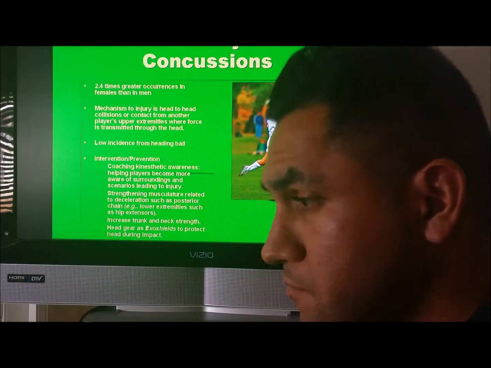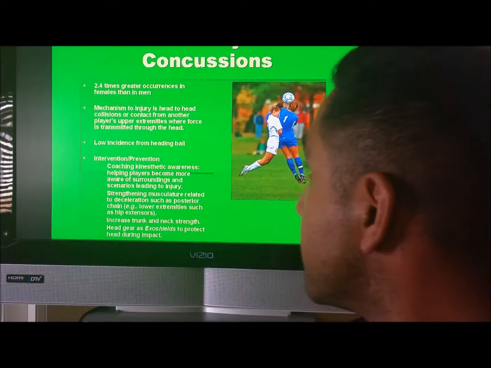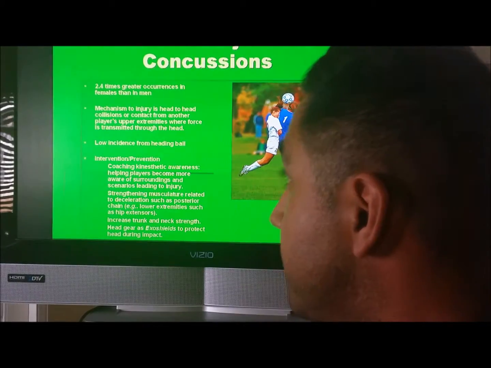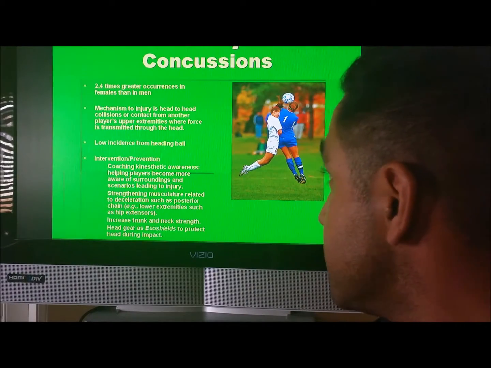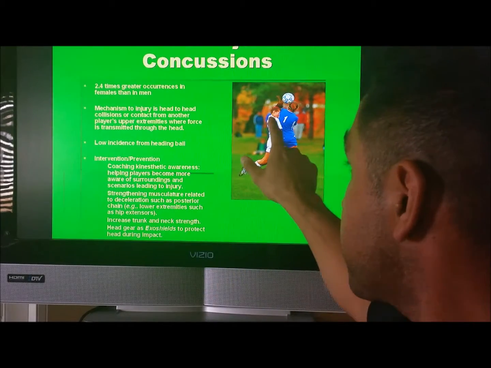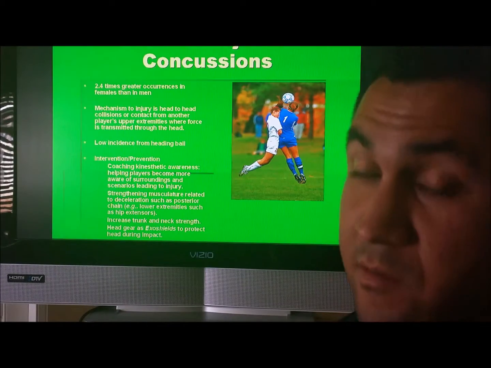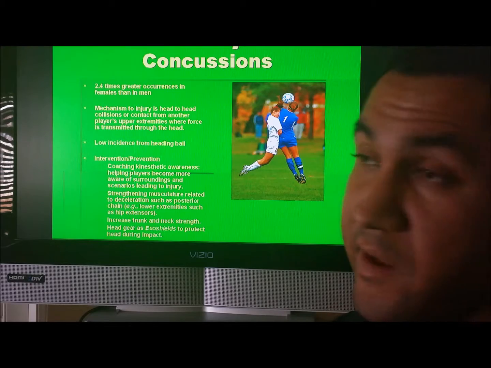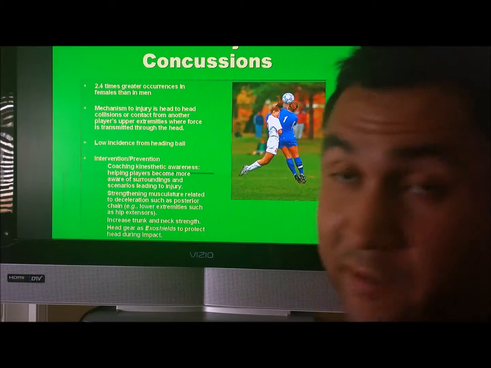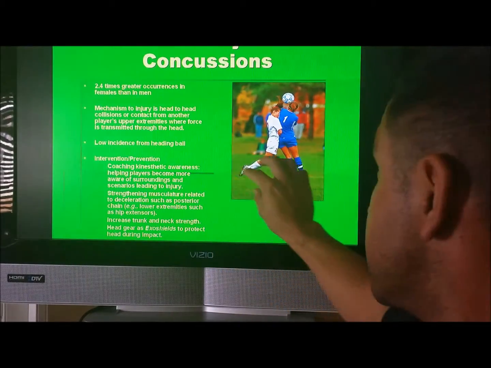Concussions are another major point. Amongst female athletes, the occurrences are almost 2.5 times greater. Concussions happen in females rather than males. It happens due to head-to-head collisions, and you can see here just force from the other player transmitted to the injured player's head. That can come from a shoulder, that can come from an elbow, that can come from a flailing arm, or that can come from a leg. But there are low incidences from heading the ball, which is a good thing.